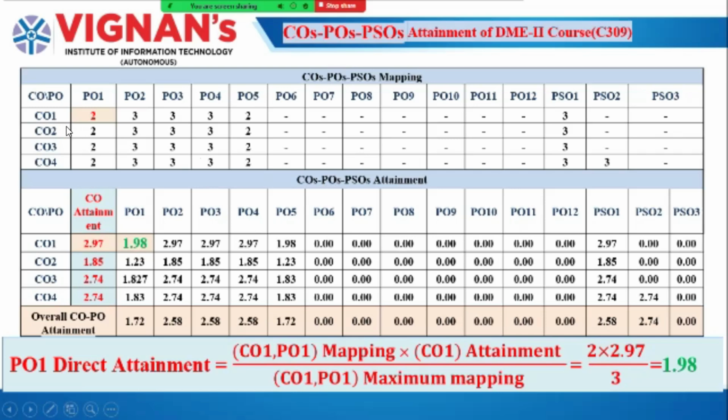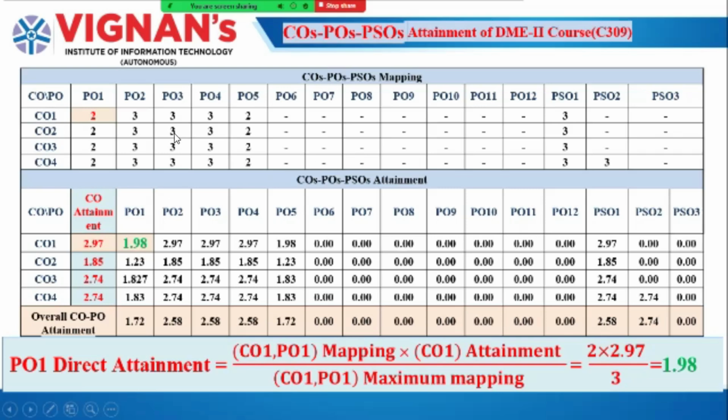Similarly, if you want to calculate for PO2, then you have to take the CO1, PO2 mapping, for example. CO1, PO2 is the mapping, and again CO1 attainment, then 2.97, like that. So this is the PO direct attainment.